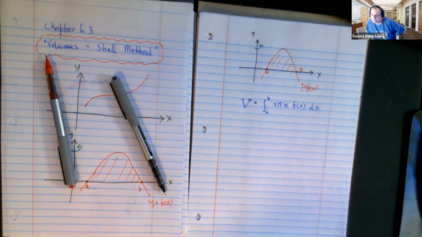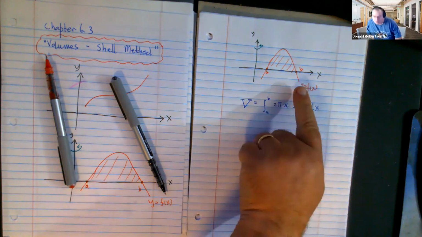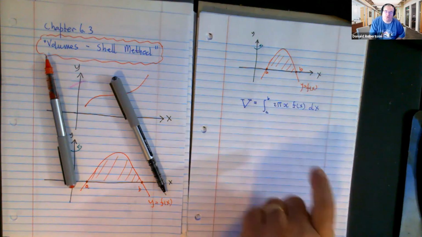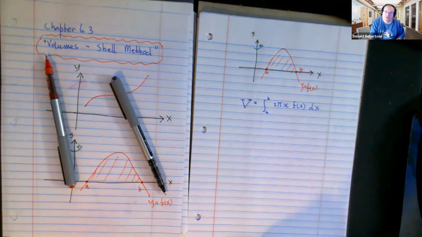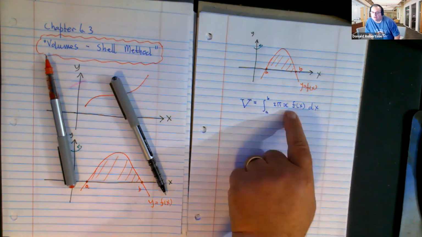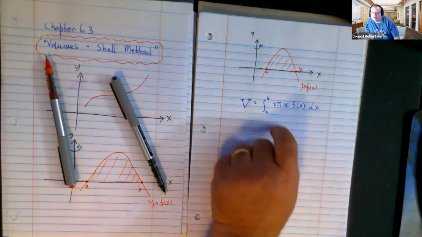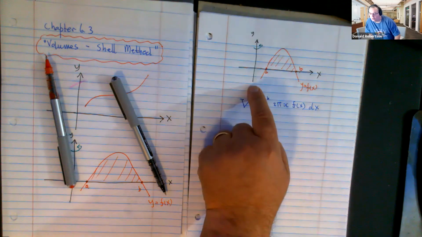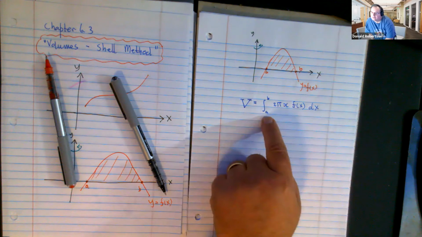Now you notice how different it is from the pi f of x squared formula. Secondly, we are rotating this shape about the y-axis. Do you notice that the formula contains nothing but x's? So there's quite a difference, isn't there, between this formula and the disk method formula. In the disk method formula, if you rotated something about the y-axis, all this information would be in terms of y's. But in the shell method, when you rotate something about the y-axis, all the information is in terms of x.